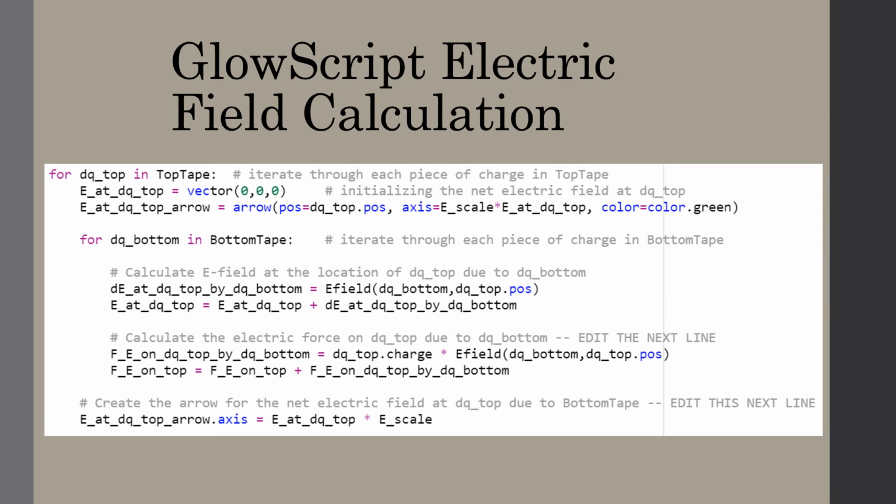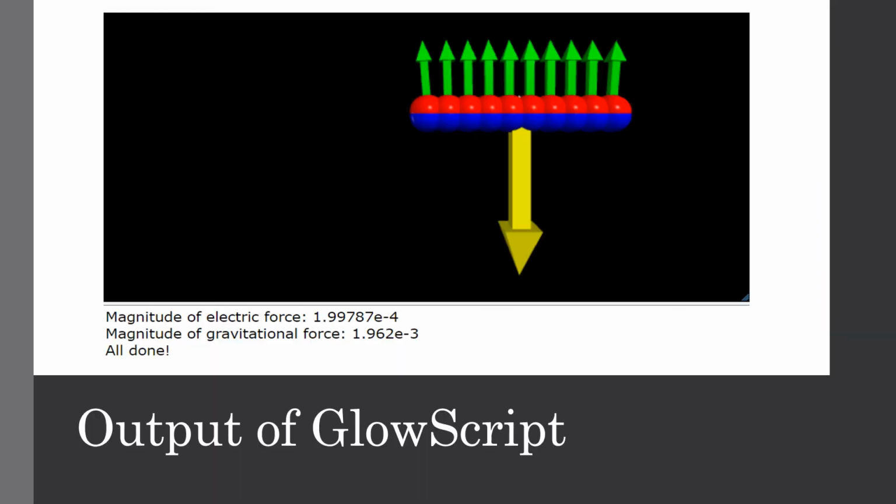This includes a nested for loop, which will iterate through each of the sections of the tape to find the net force on each and update the net force and electric field by summing the individuals from each of the point charges. Here is the output from the GlowScript after running the code. The yellow arrow represents the gravitational force, which is 1.962 times 10 to the negative 3rd newtons. The magnitude of the electric force is the green arrows, and the magnitude at each of the points is 1.998 times 10 to the 4th newtons.